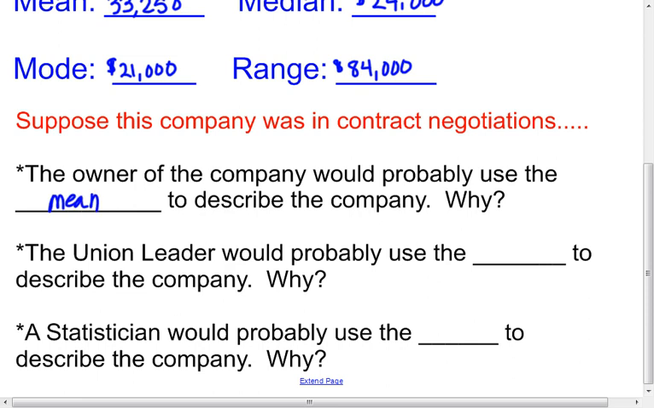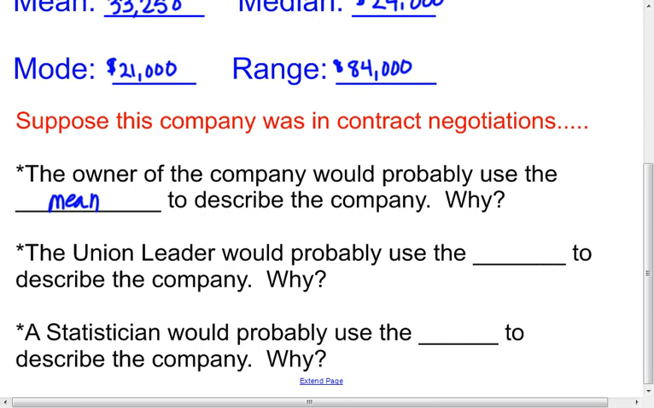I would use the mean because I would want people to believe that my employees make plenty of money and they certainly don't need any more. If I was the owner of the company, I would use the mean because I would want my employees to believe that they made plenty of money and I don't know why they're asking for any more.